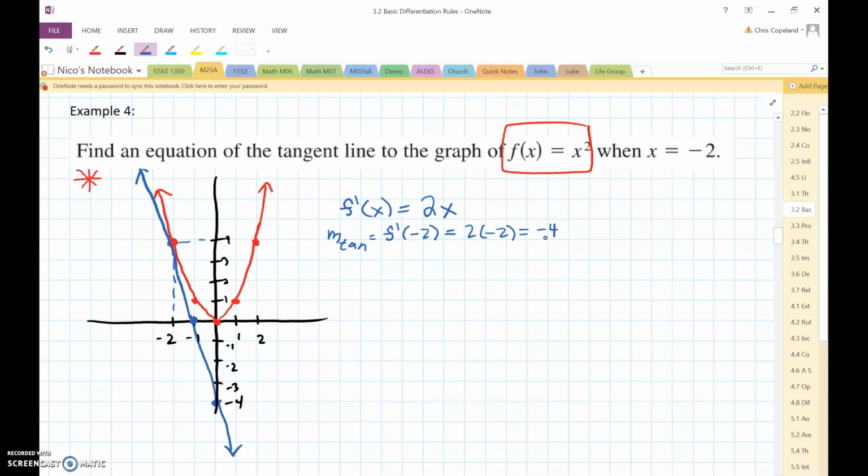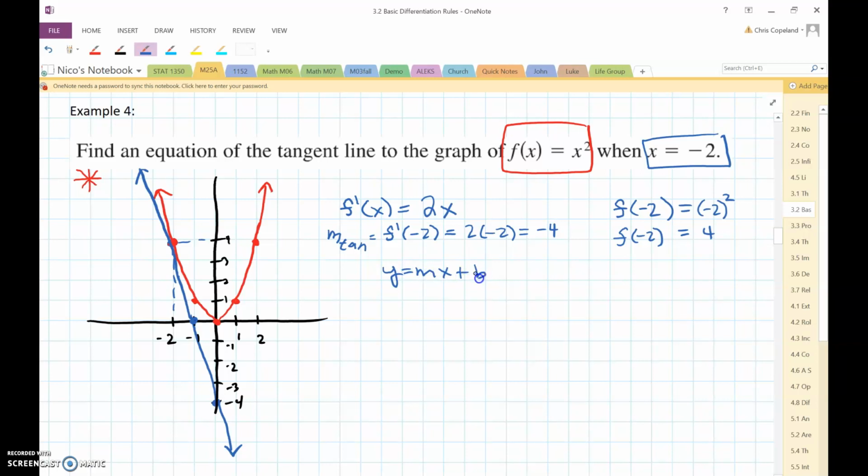Okay. Now we're going to find the equation of the tangent line. So we know x is -2, and then if we want to find the corresponding y value, we could plug that into f of x, which would be 4. So now we have an ordered pair at -2, 4.